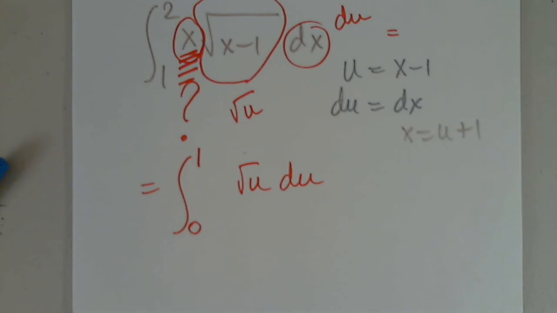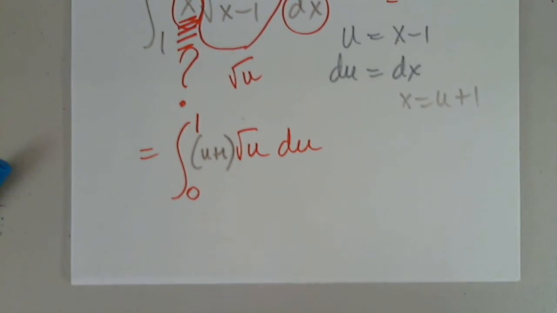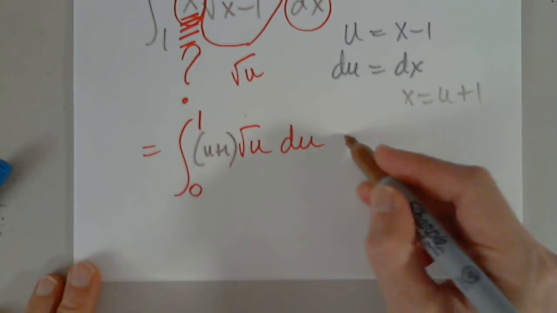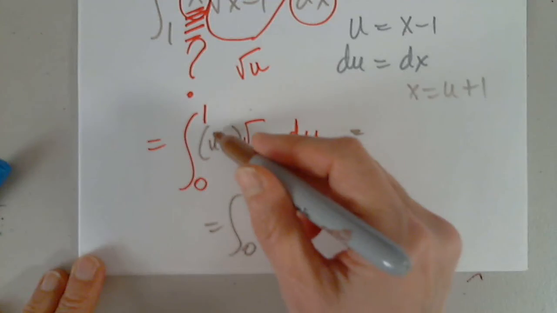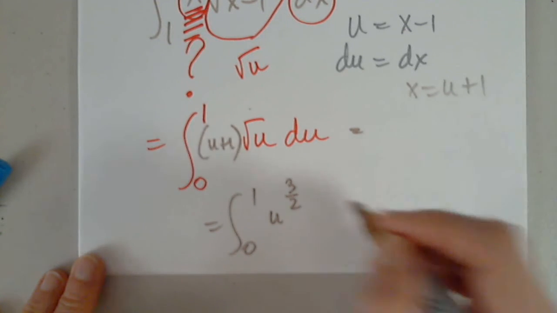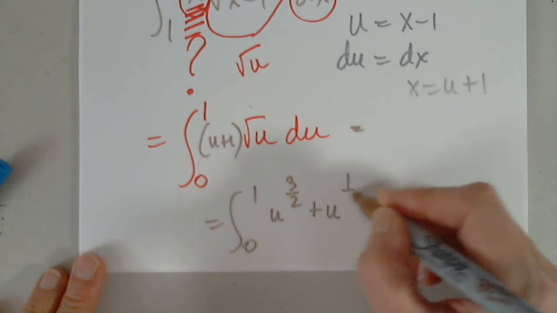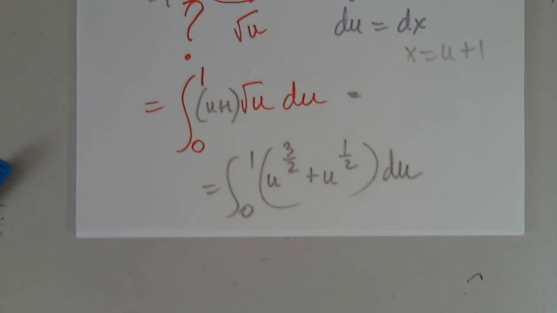So now everything is accounted for. All I have to do is just distribute here. It's not a big deal. So u to power 1 times u to power 1/2 is u to power 3/2 plus u to power 1/2 and du. Do not go back to the previous variable. There is no need.